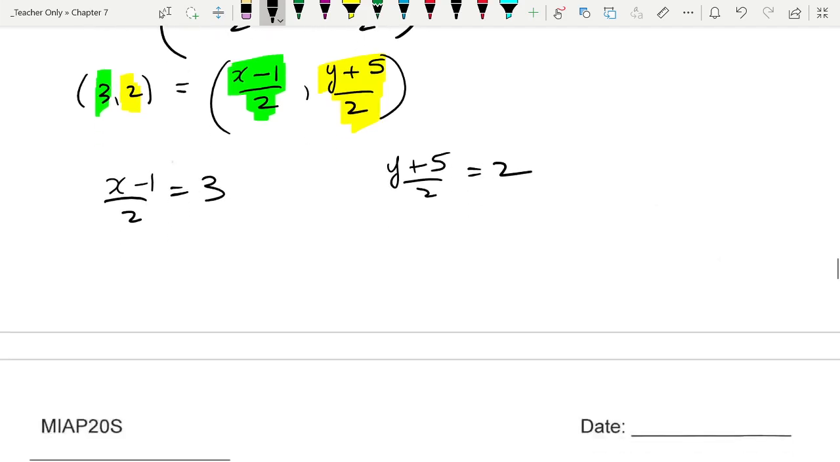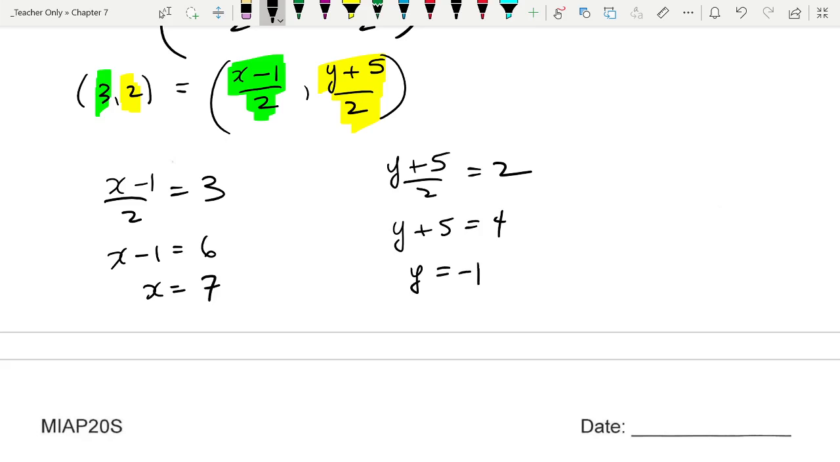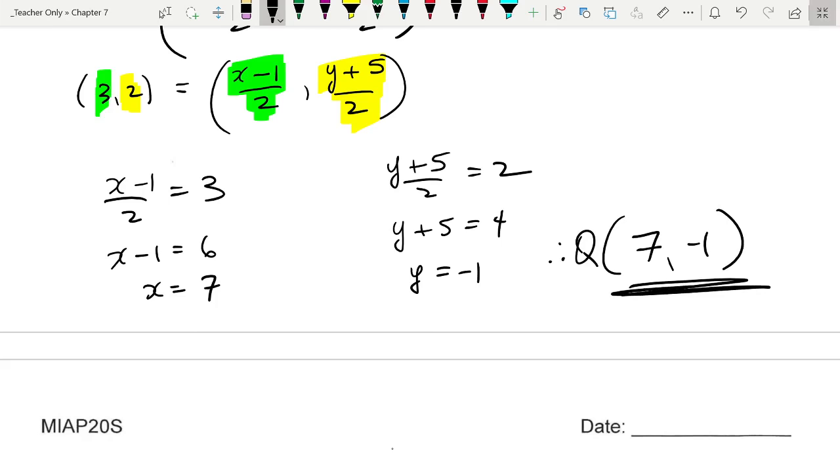And then I just solve them separately, and that gives me my x and y coordinates. x minus 1 is equal to 6, so x is 7. y plus 5 is equal to 4, so y is equal to -1. And there's my answer. Therefore, Q is 7, -1. And that's it. That is chapter X.